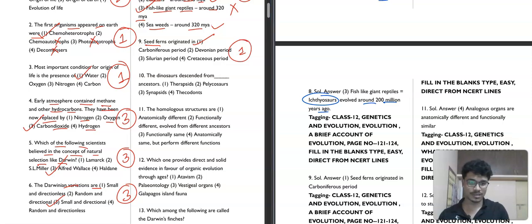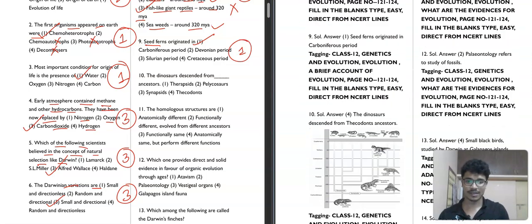Now moving towards the next question, that is question number 10. It is saying that a dinosaur descended from the ancestor Therapsids, Pelycosaurs, Synapsids, or Thecodont. If you have the diagram here, you can see this is a dinosaur, right? And this originated from this kind of animals. These are basically Thecodonts. So dinosaurs descended from Thecodonts. Fourth option will be your correct answer for this question.